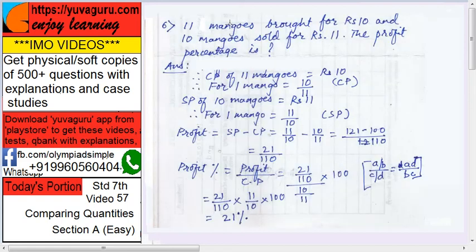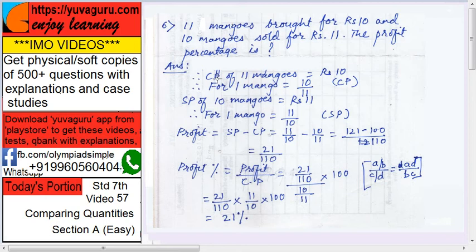11 mangoes are bought for rupees 10 and 10 mangoes are sold for rupees 11. The profit percentage is, here 11 mangoes bought for rupees 10 and 10 mangoes sold for rupees 11. So you will definitely have profit. Now the percentage we have to find.